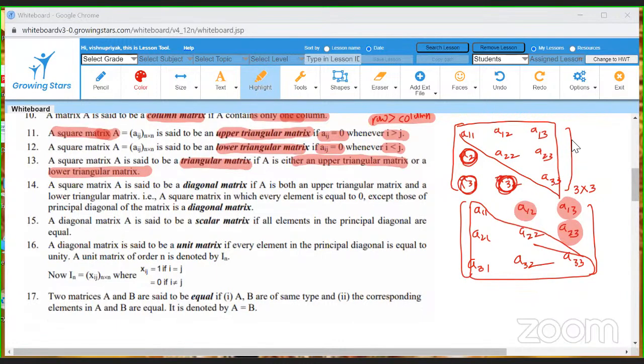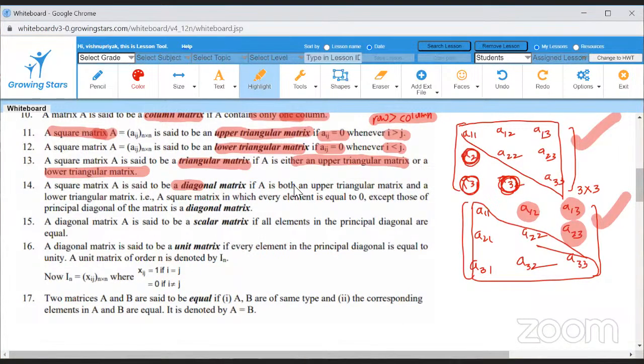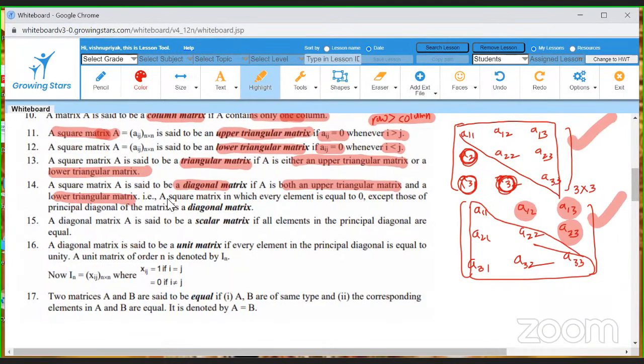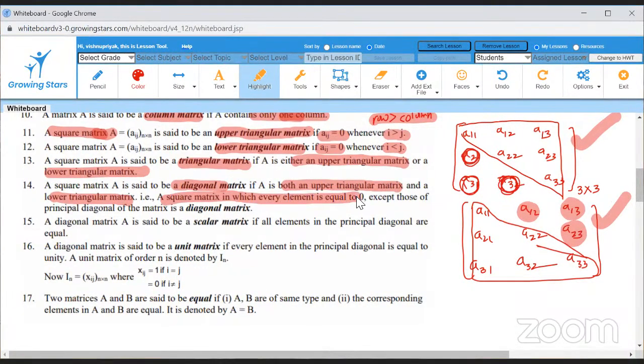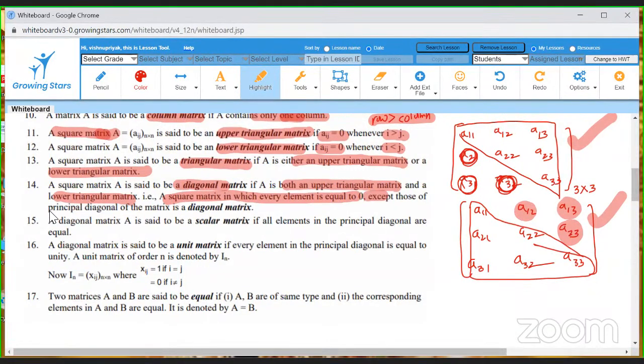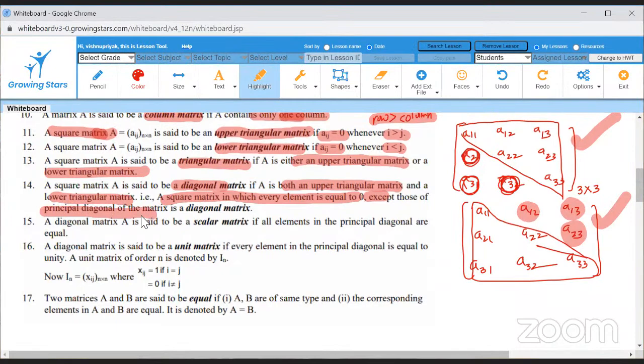So both these matrices are called triangular matrices. Next, diagonal matrix means both an upper triangular matrix and a lower triangular matrix: every element in the square matrix is 0 except the principal diagonal of the matrix.